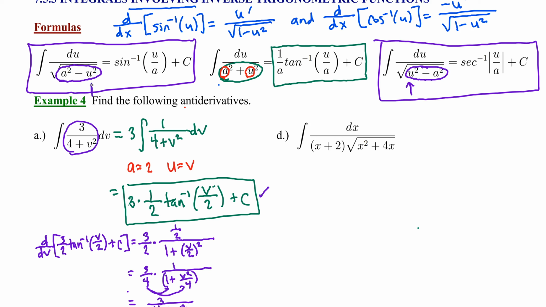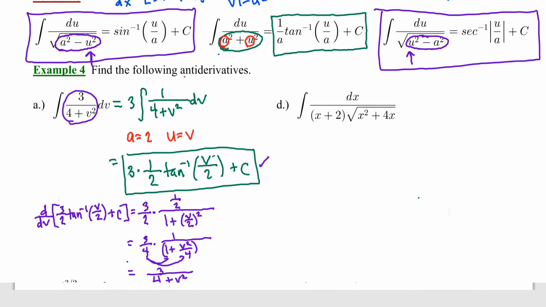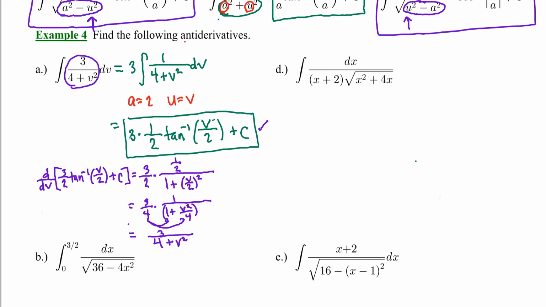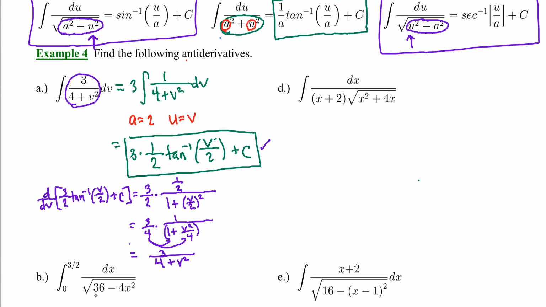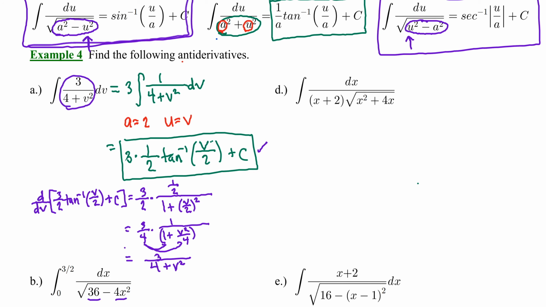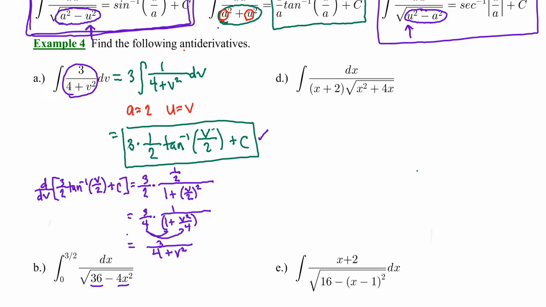So to distinguish between these two formulas, make sure you understand a is a constant, u is a function of x. So on example B, notice in the denominator, we have a constant minus a function of x squared. So we'll be using this first formula. So let's identify the specific parts for this example. A squared minus u squared.